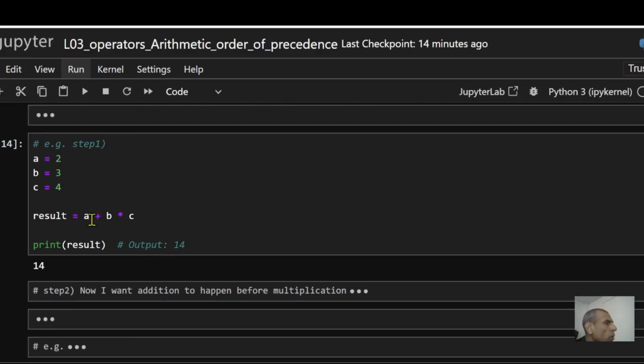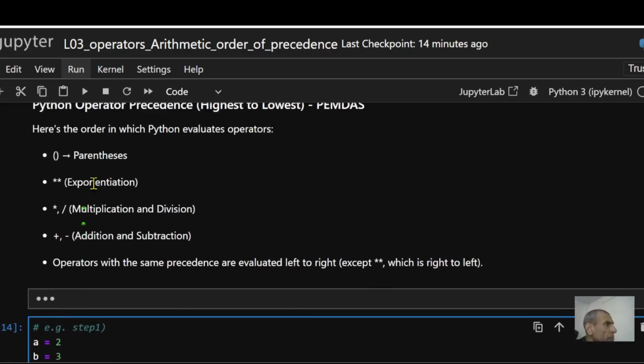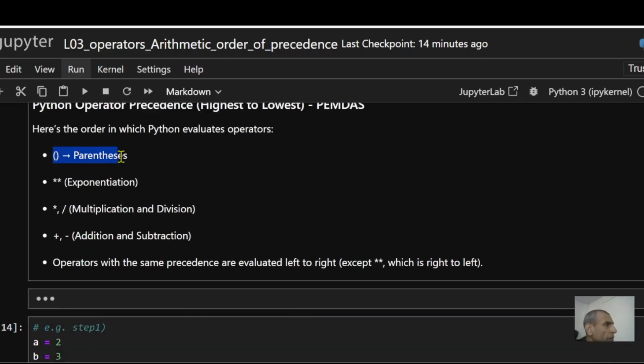What if you want to override that? What if you want to use a plus b first? Well, you can do that by using parentheses. You can put a plus b inside parentheses. And that's because Python is always going to evaluate your parentheses first.